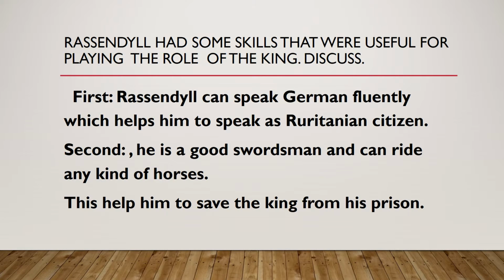Question number 2. Rassendyll had some skills that were useful for playing the role of the king. Discuss. Yes, first, Rassendyll can speak German fluently, which helps him to speak as a Ruritanian citizen. Second, he is a good swordsman and can ride any kind of horse. This helps him to save the king from his prison. Okay?